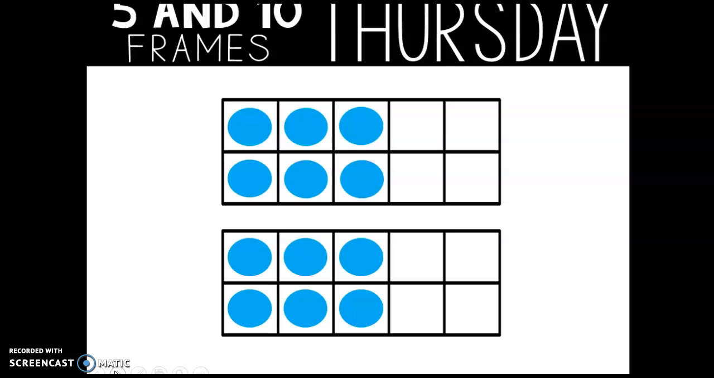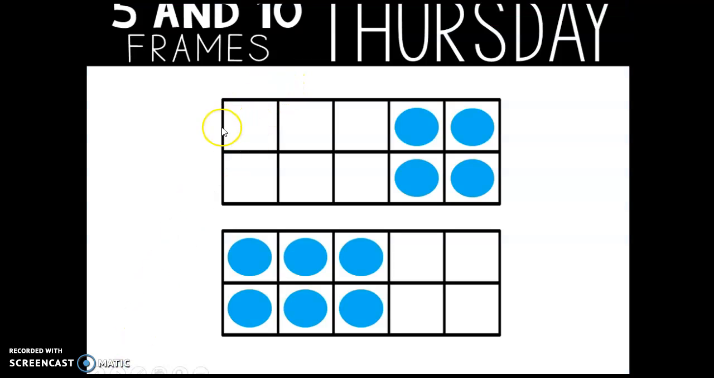All right, does anybody know what number that was? There was a 4 on the top and there was 4 on the bottom. So 4 and 4 all together is 8, right? All right, let's look at this one. All right, on the top up here, there was 6, and on the bottom, there was 6 as well. So we have 6 and 6 together is 12. That's a big number.